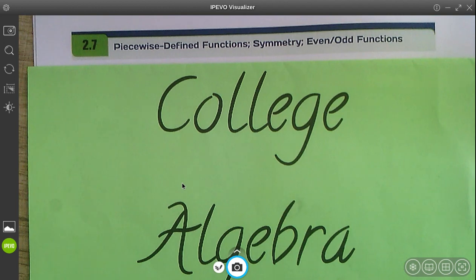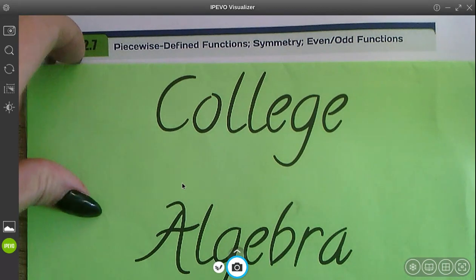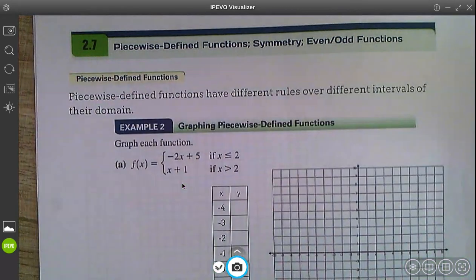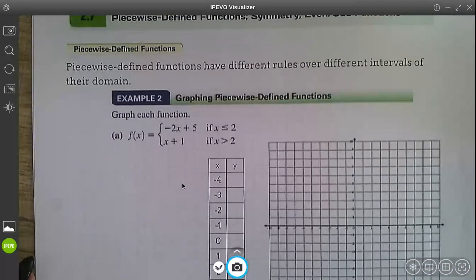In section 2.7, we are going to learn how to graph piecewise defined functions, and then we will figure out how to test for symmetry and even or odd functions. A piecewise defined function has a different rule over different intervals of its domain.